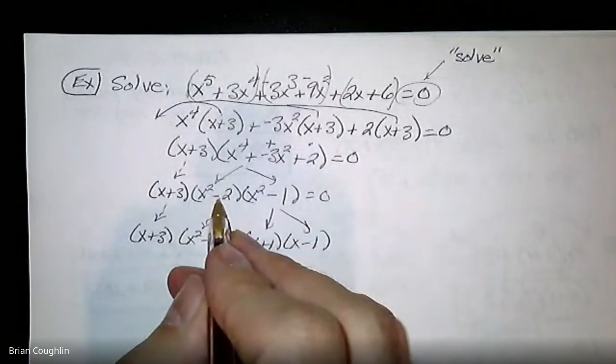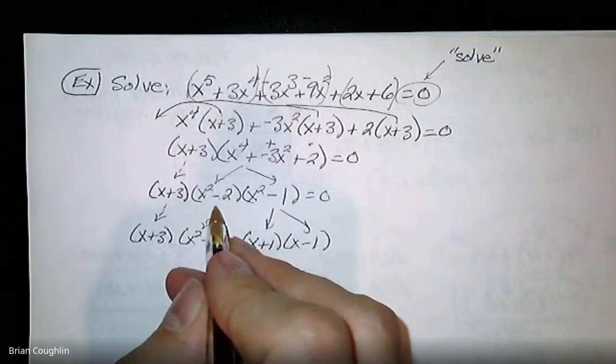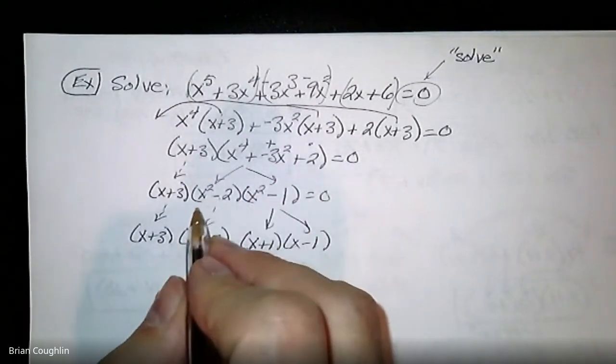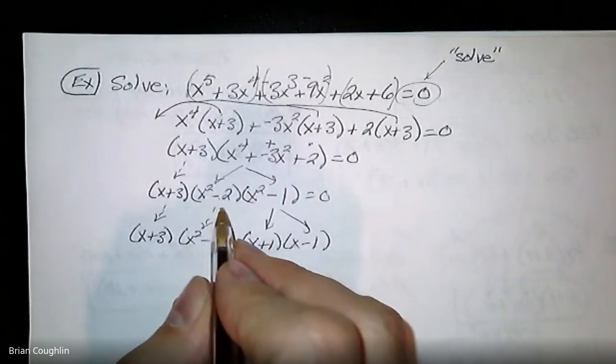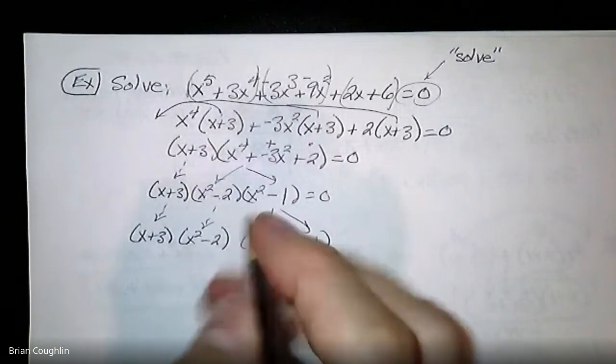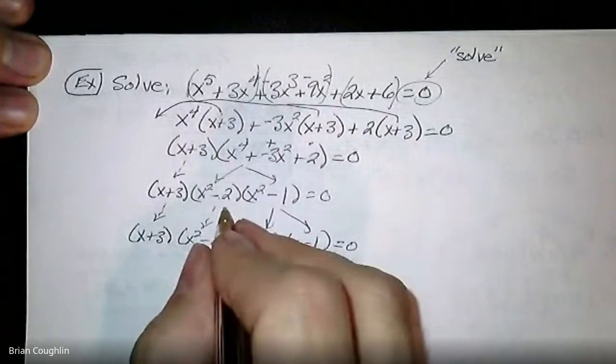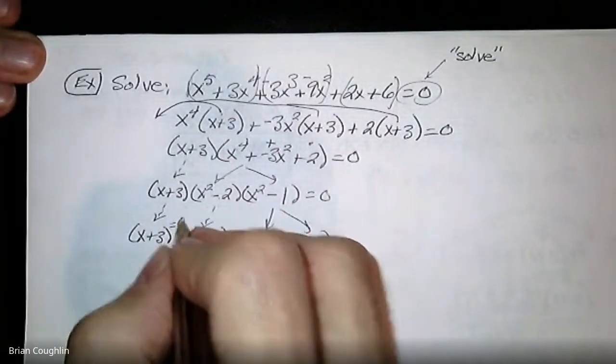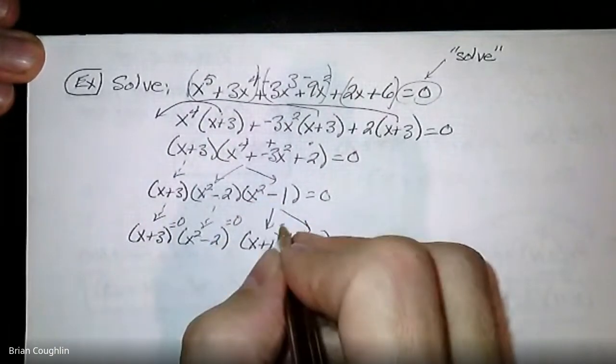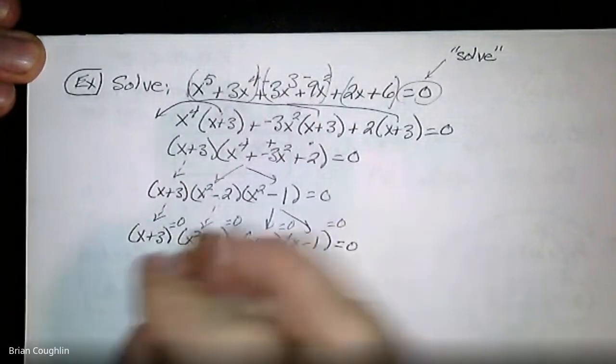In the same sort of way, if you wanted, you could split this into x plus radical 2, x minus radical 2. I'm not going to do that because it's just as easy to set them all equal to 0. But just so you know, it does technically factor. So zero product property says set all these equal to 0. And let's see what we get.